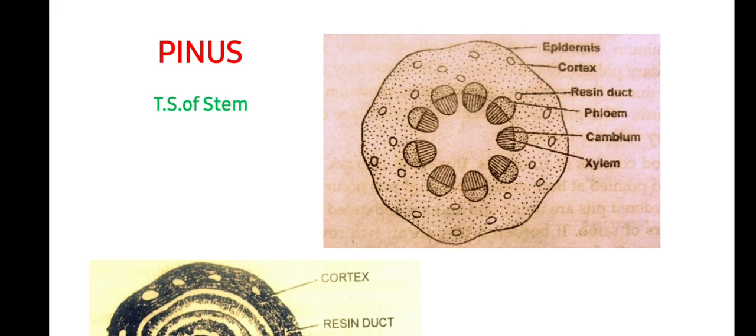This cortical zone is chlorenchymatous and also possesses numerous resin canals. The resin canals of Pinus are schizogenous type with a lining of epithelial cells. These epithelial cells secrete turpentine into the resin canal. The last layer or limiting layer of the cortex is the endodermis, and because of the absence of Casparian strips, the endodermis becomes obscure.